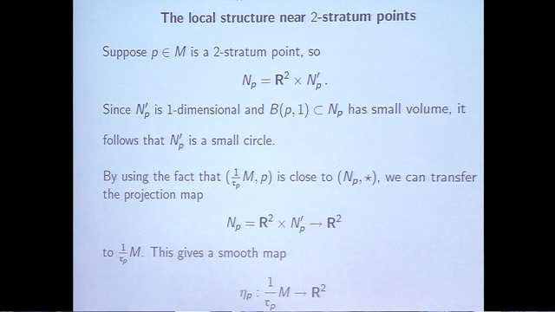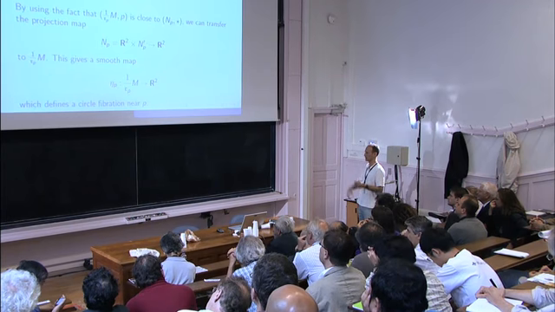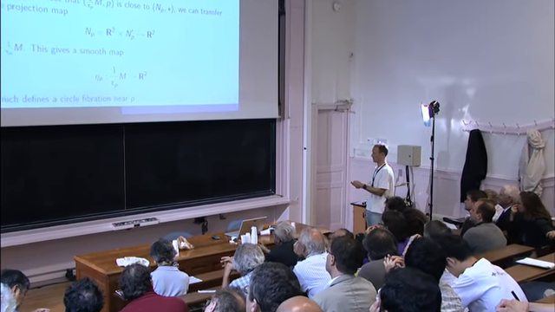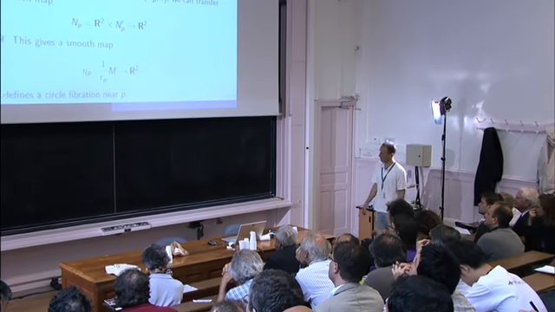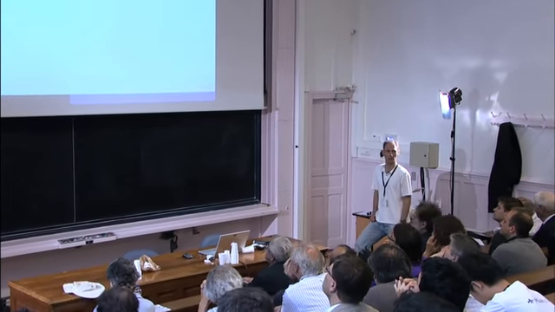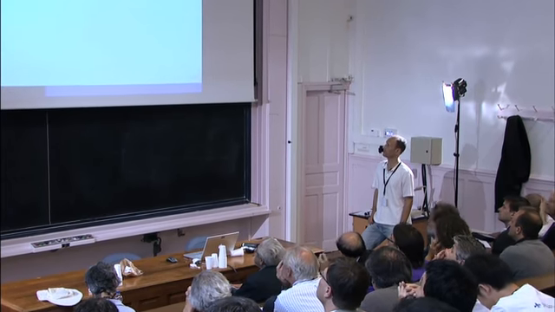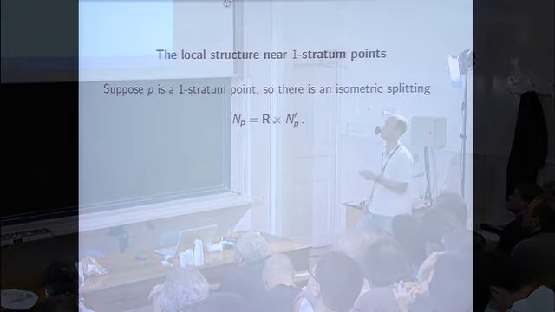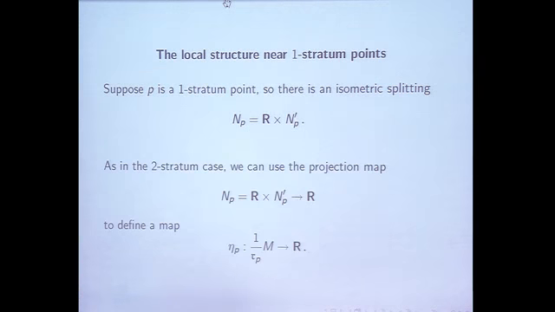And at least on a large ball centered at P, or inside there, you'll see a circle fibration, just as this is a circle fibration over there. Okay, so now we can look at the structure near points of the other type. If you have a 1-stratum point, then you have an isometric splitting like this. And as in the 2-stratum case, you can define a projection map, this time to R.